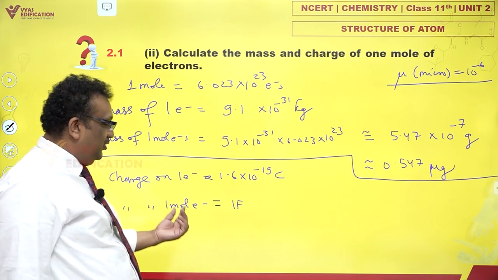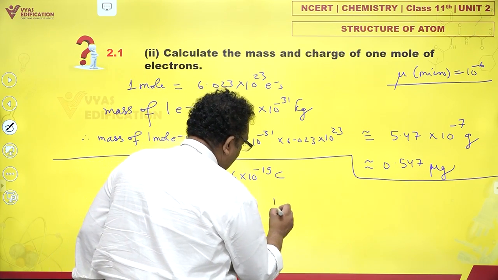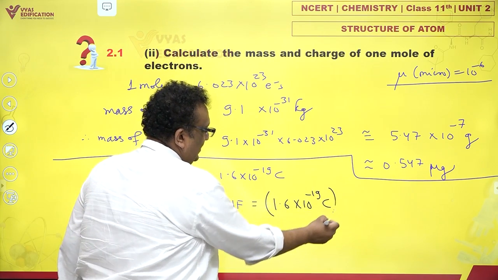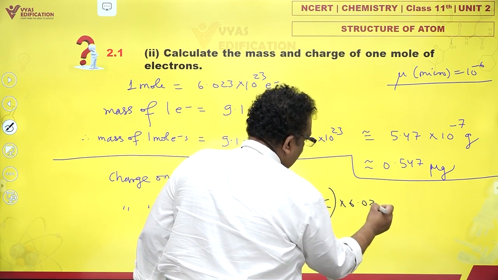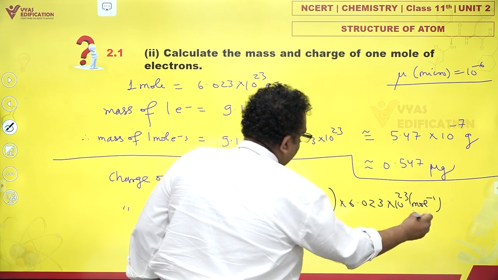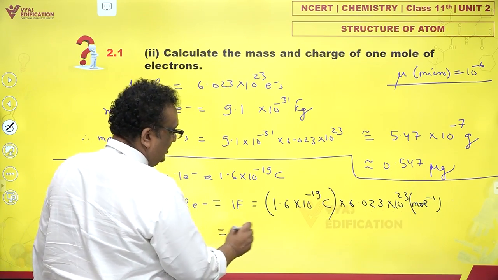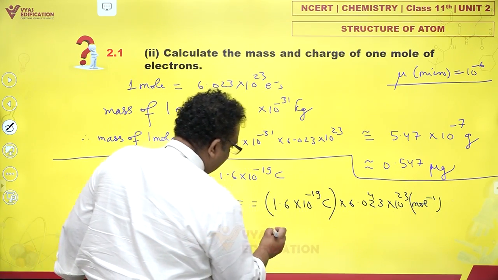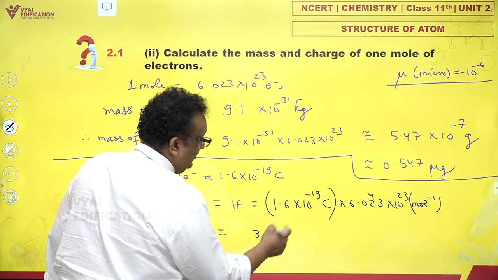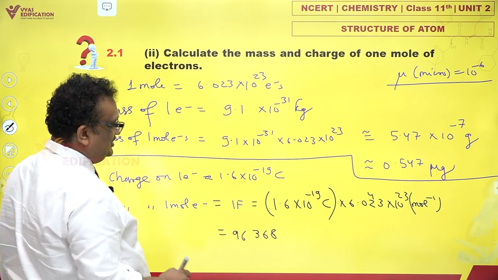So charge on 1 mole of electrons, which is also called 1 Faraday, that would be equal to charge on 1 electron into Avogadro's number. Let's multiply that. How much is that? 16 3s are 48, 16 2s are 32, 36, 16 6 are 96. How lovely is that?